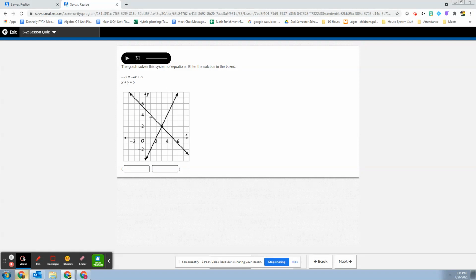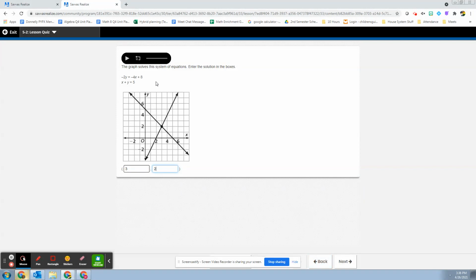Now here's one where it gives us the graph. We don't really need these equations because it gives us the graph, right? We just look, it says the graph solves the system, enter the solution. So the solution is just this coordinate, 3, 2. So 3 is the x coordinate, comma, 2 is what I put in there, right?